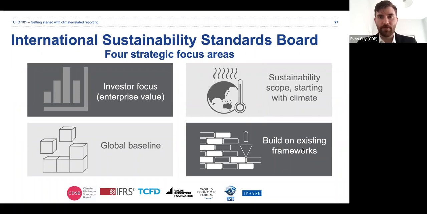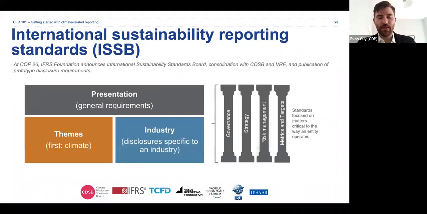So as I mentioned, really building on the work that has been done by some of those other organizations that you're already reporting to, and especially the TCFD. If we go on to the next slide here, we'll see that the structure of the ISSB requirements is that we'll have general requirements, which it has already released, as well as requirements related to specific themes and industries.